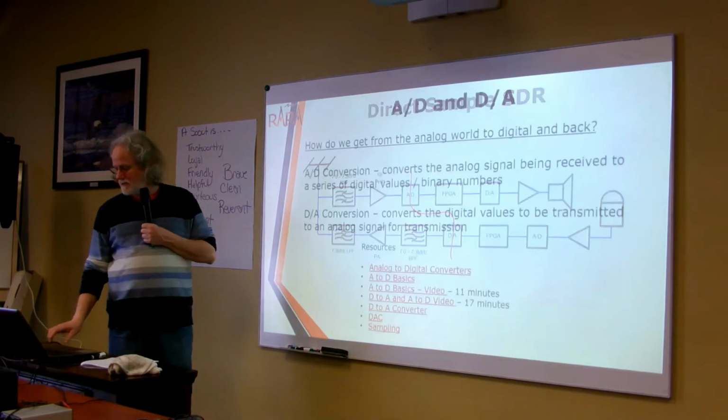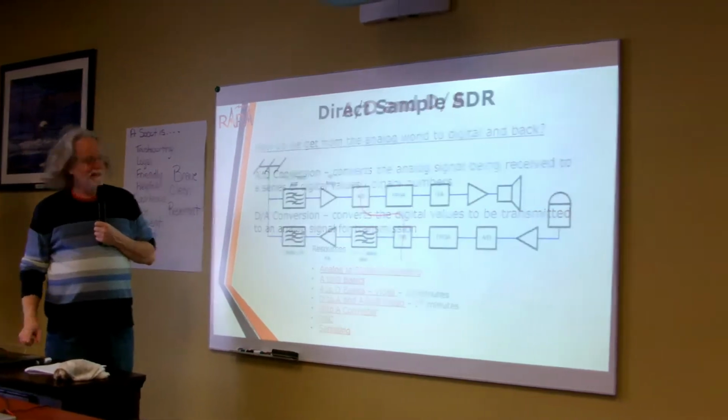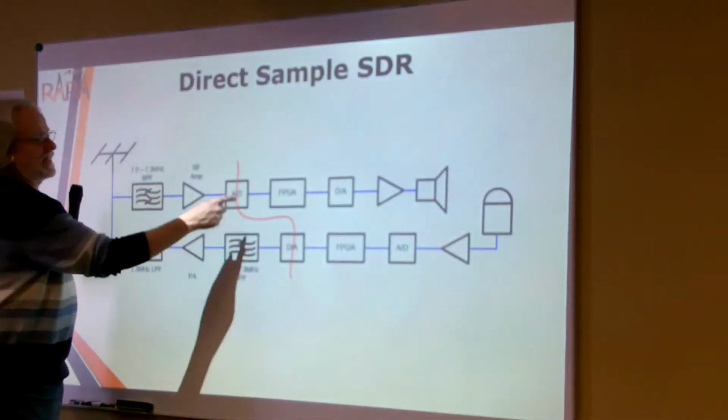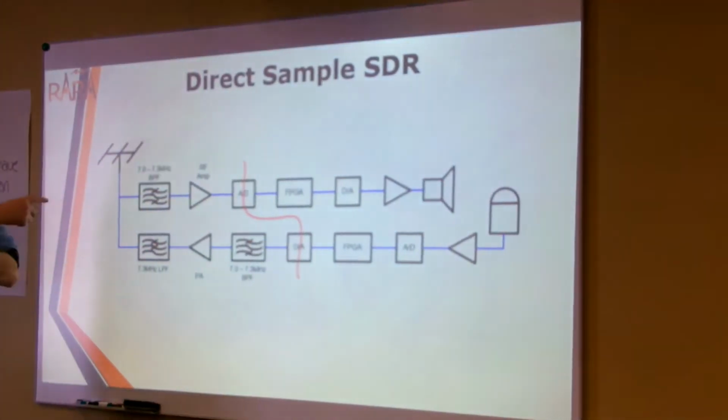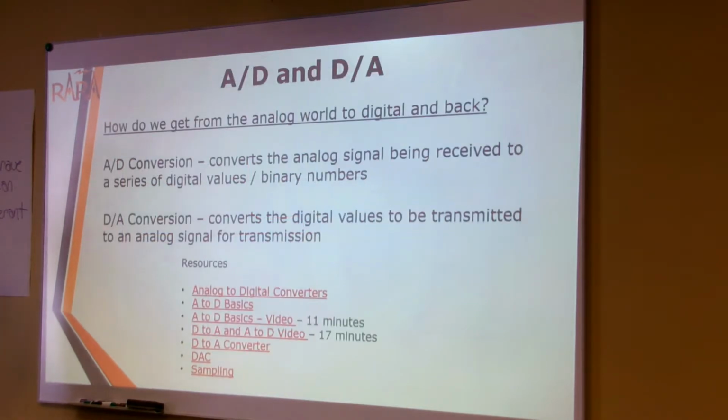Okay, so next was just really quick about A to D conversion, because A to D and D to A is everything in the direct conversion and in the direct sample. That's how you go from the analog to the digital and back to analog. So simply, A to D conversion converts the analog signal being received to a series of digital values, binary numbers, and then converts the value for transmission back to an analog signal for transmission.